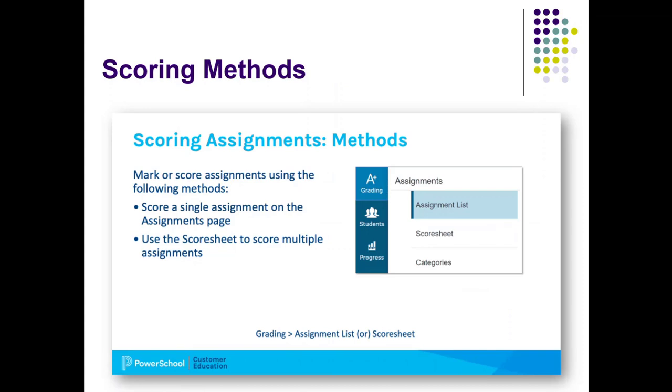So talking about the scoring methods, right? You can score a single assignment on the assignment page or use the score sheet to score multiple assignments. So that's how that works. Again, the assignment list, you can click on that specific assignment and grade it across students. The score sheet will show you all the assignments and you can go across and score that way as well.